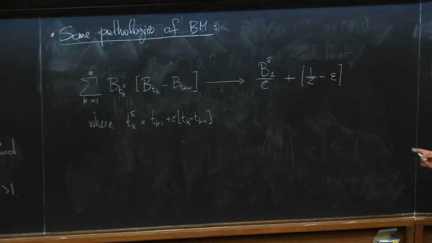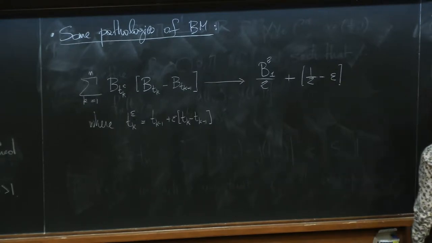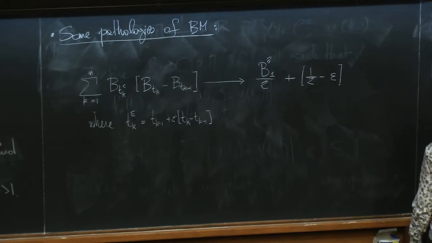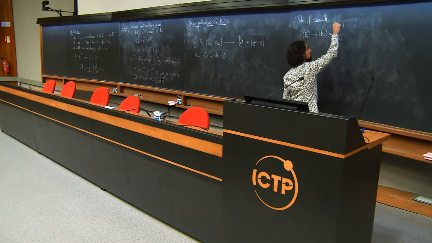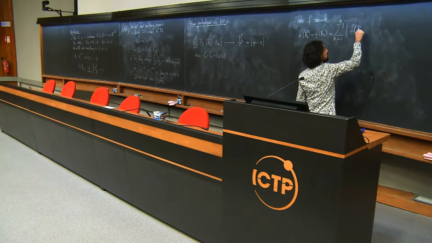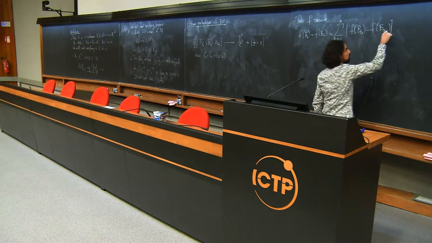So let's see a heuristic why such a thing happens. Let's be even more general. Let's try to see what would happen with the fundamental theorem of calculus. So say take f smooth, and let's look at f of B_1 minus f of B_0. So we do the usual thing. We split this big increment into smaller increments, and then we Taylor expand.